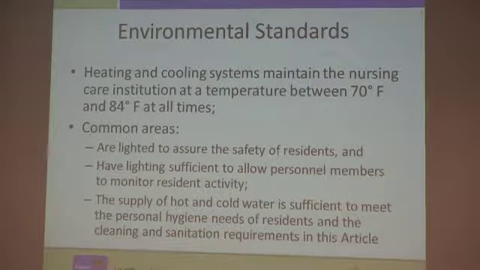Now it says temperatures must be between 70 and 84. It used to be what? 71? Yeah. Okay, common areas are lighted to ensure safety of the resident, have enough lighting to allow personnel members to monitor resident activities. The supply of hot and cold water is sufficient to meet the personal hygiene needs of the residents and cleaning and sanitation, as required.